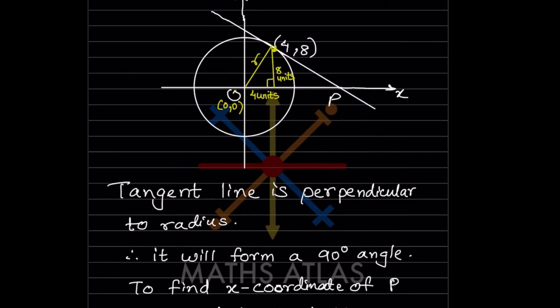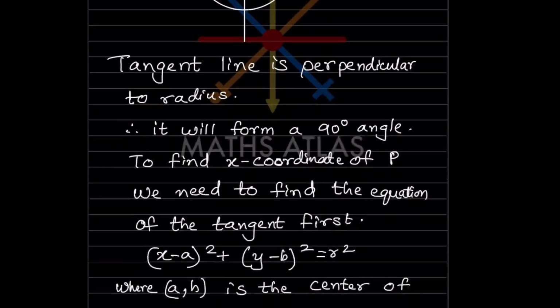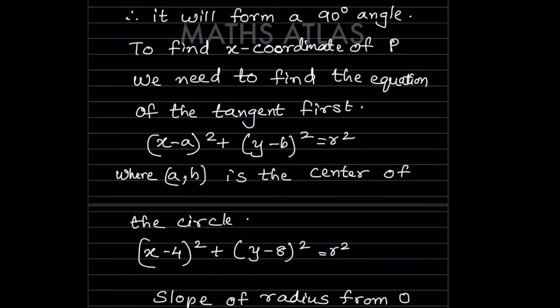So now you know this is 4 and 8. So what are we going to write here? In place of A, we'll write 4. In place of B, we'll write 8. So (x minus 4) whole square plus (y minus 8) whole square is r square.